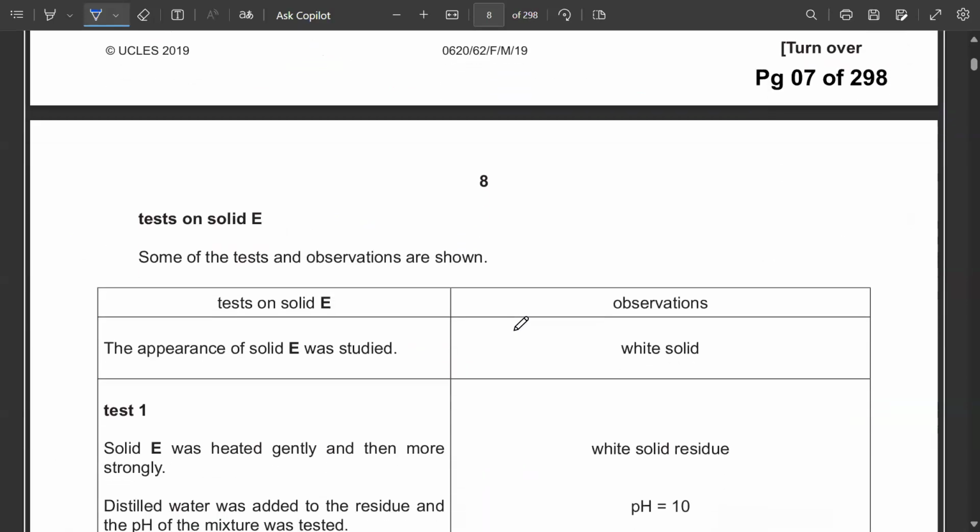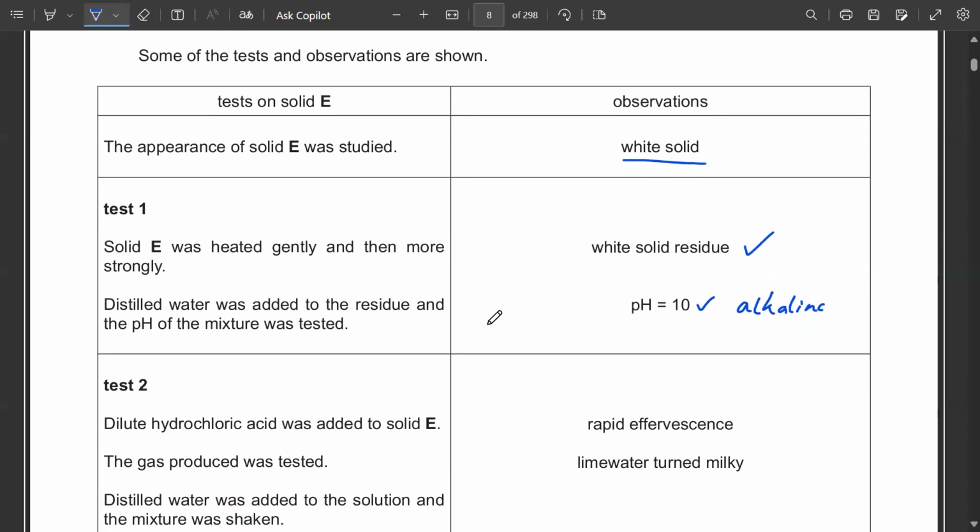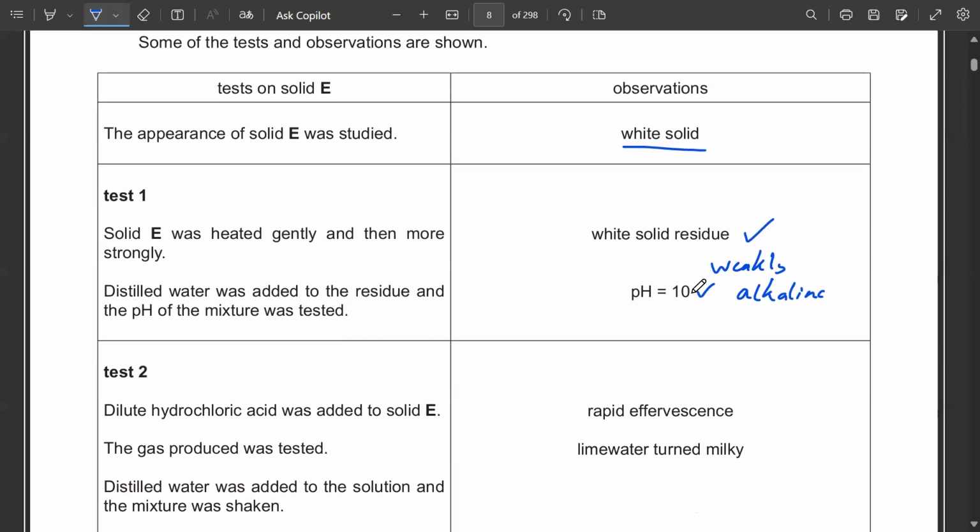Now next question, some of the tests and observations are shown. Test on solid E. The appearance of solid E was studied. It was a white solid. Then test 1 says solid E was heated gently and then more strongly. White solid residue was obtained. Distilled water was added to the residue and the mixture was tested, which gave a pH value of 10, which is alkaline, or rather, it is weakly alkaline, sorry.